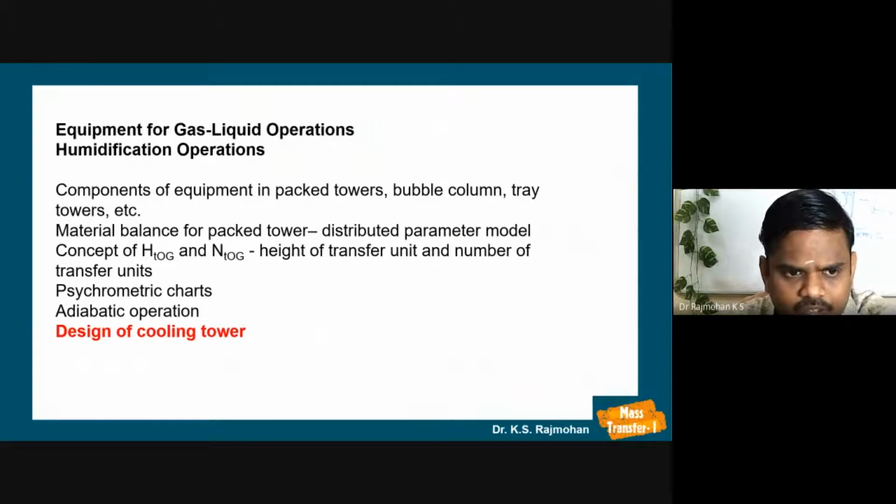Now we will discuss the various equipment, in fact the various components of equipment, in gas-liquid operations.